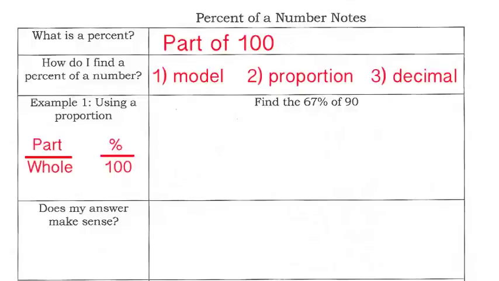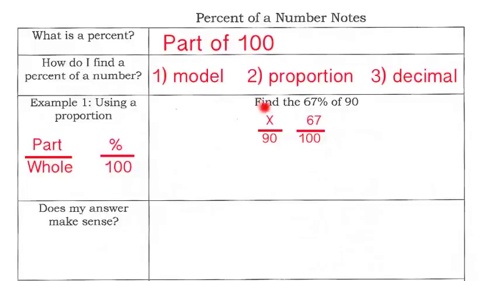The first method that we're going to talk about is using a proportion. So whenever you are finding the percent of a number, this is how you set up the problem. It's part over whole equals percent over 100. So please write this on your paper. Part over whole equals percent over 100.